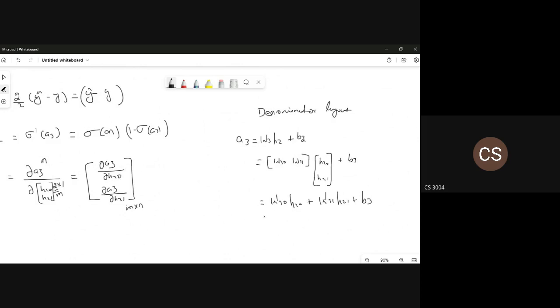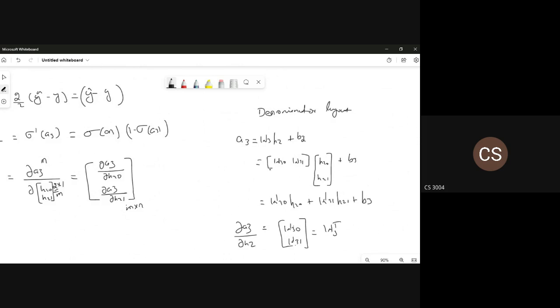So if I take a derivative of A3 with respect to H20, I will have only W30. Then all these terms disappear. Similarly, when I take A3 with respect to H21, then I will have W31. All the other things will become 0. So you can clearly see that this entire matrix, dou A3 with respect to dou H2, is equal to W30, W31, which is equal to W3 transpose. Okay, so it's quite straightforward.